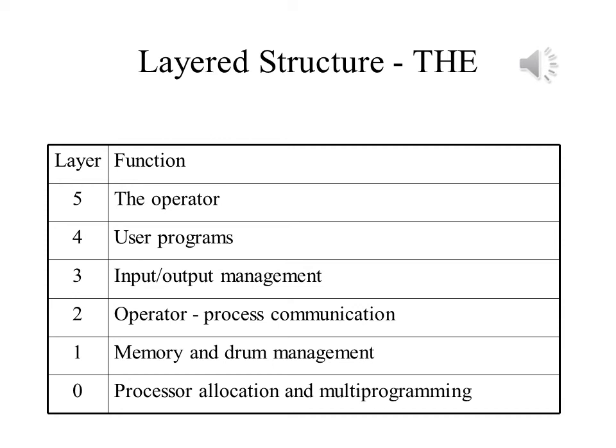Level 2 handled communication between the operator console and processes. Layer 3 handled input-output devices, so higher layers could deal with I/O as virtual devices, not real devices with various eccentricities. Layers 4 and 5 handled user and operator processes. Dividing up this way simplified system design and implementation far more than the simple structure of monolithic systems.